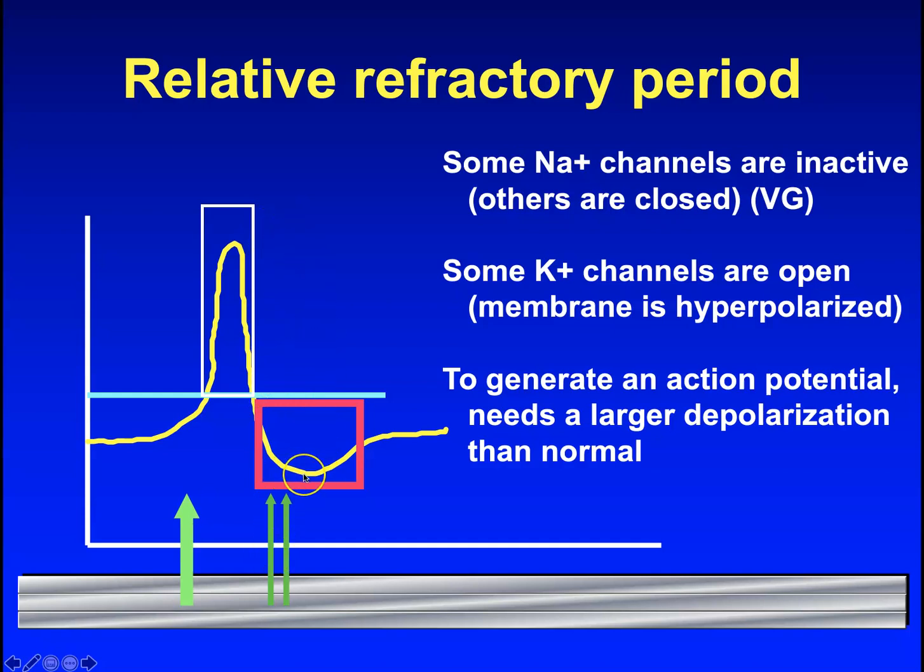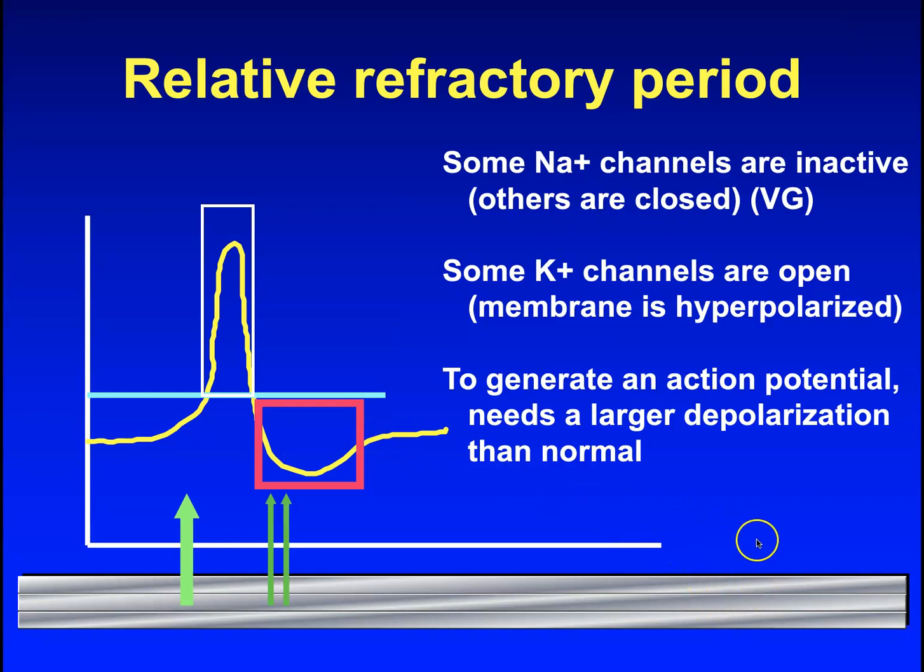So if the other stimulus is hitting while we're hyperpolarized, if we're at minus 90, it has to be a bigger stimulus to get us up to minus 55, enough to get to threshold. Then that's the relative refractory period. Yes, you can fire another action potential from minus 55 until you get back to minus 70.